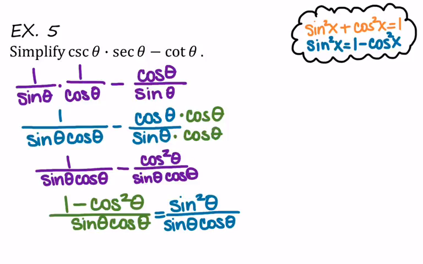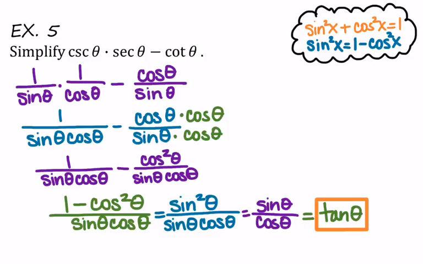Now the sine that's on the bottom is going to cancel with one of the sines on the top. So I would be left with sine over cosine. And since I can simplify this further and get this down into one trig function, this is the same as tangent. So the goal is normally to get it in terms of sines or cosines, but if you can simplify it down to one other trig function, then go ahead and do that.